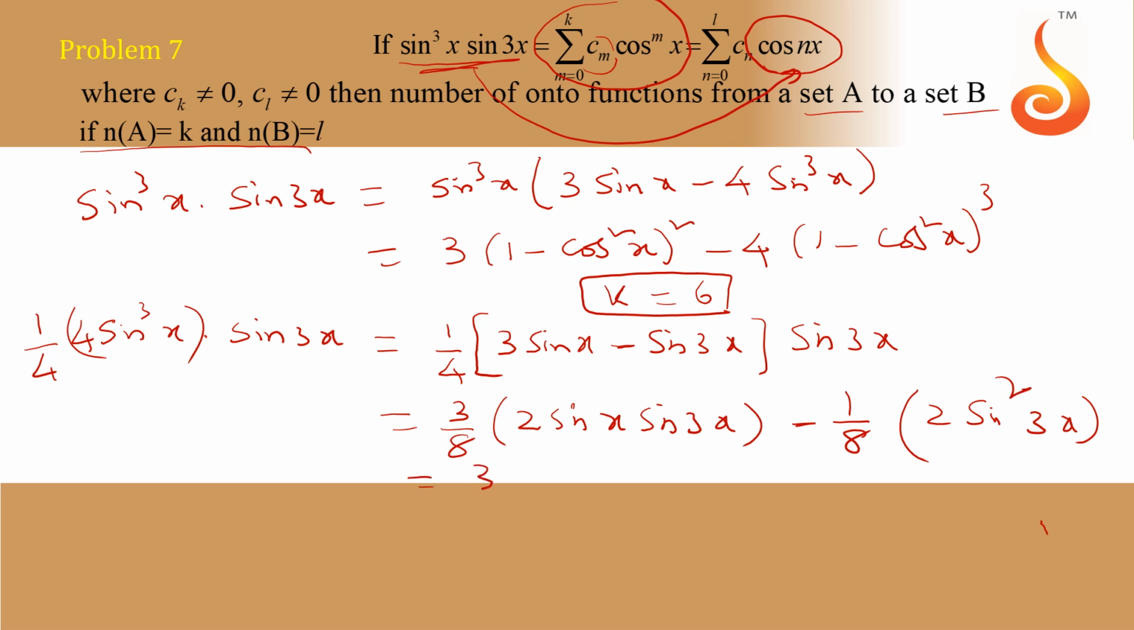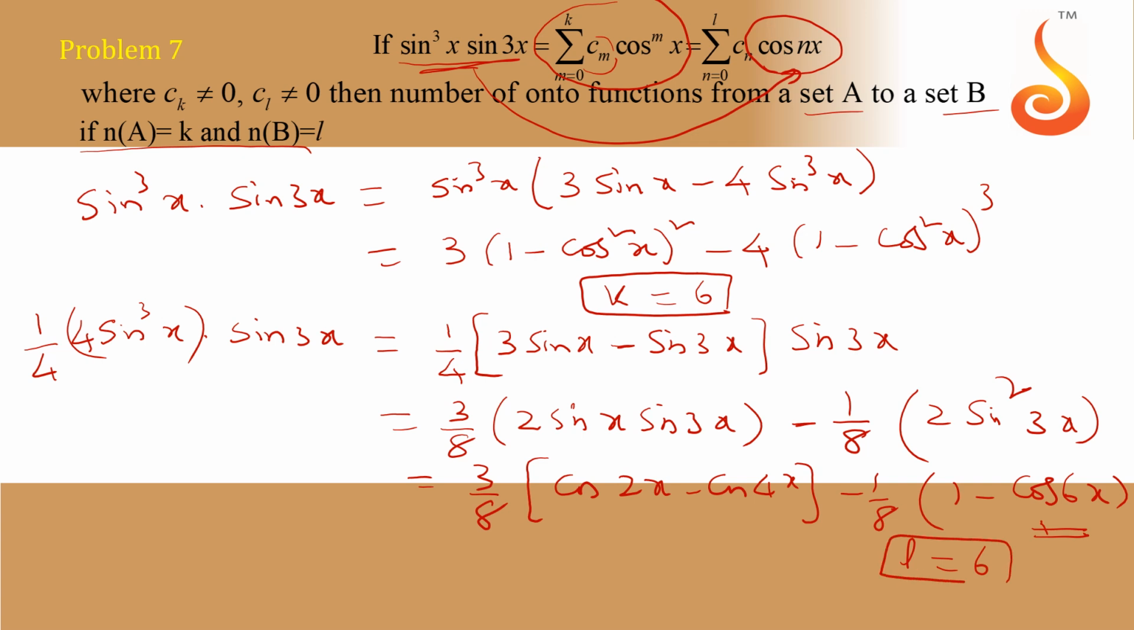So by using transformations, you can write 3 by 8, 2 sin A sin B is cos of the difference minus cos of the sum. And 1 by 8, 2 sin square 3x is 1 minus cos 6x. So again, if you observe, this is c0 cos 0x plus c1 cos x plus c2 cos 2x, and so on. So the highest is again 6 here. So the L value is moving up to 6.